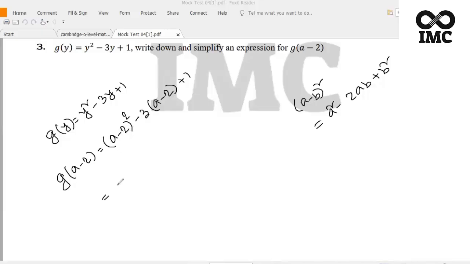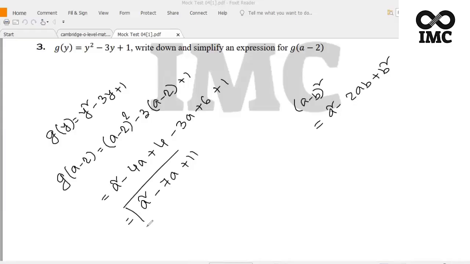So here we can write a square minus 2 into a into 2, that will be 4a, plus 2 to the power 2, that is 4, minus 3 into a, 3a, minus into minus, plus 3 into 2, that is 6, plus 1. So here a square minus 4a minus 3a, minus 7a, plus 4 plus 6 plus 1, that is 11. So a square minus 7a plus 11 will be the final answer.